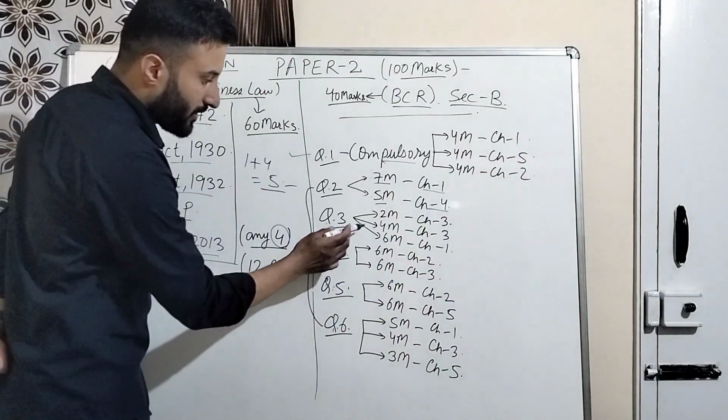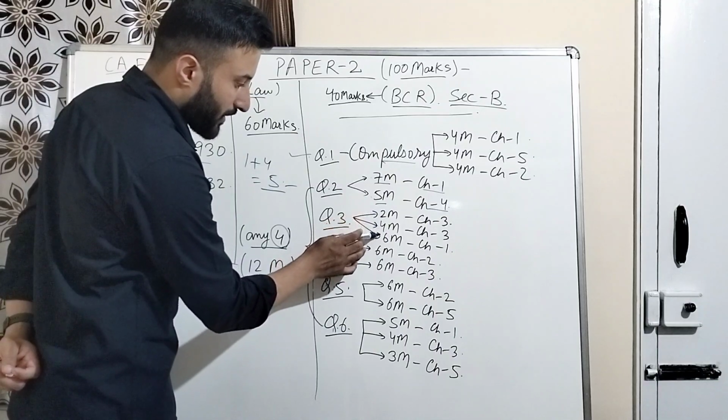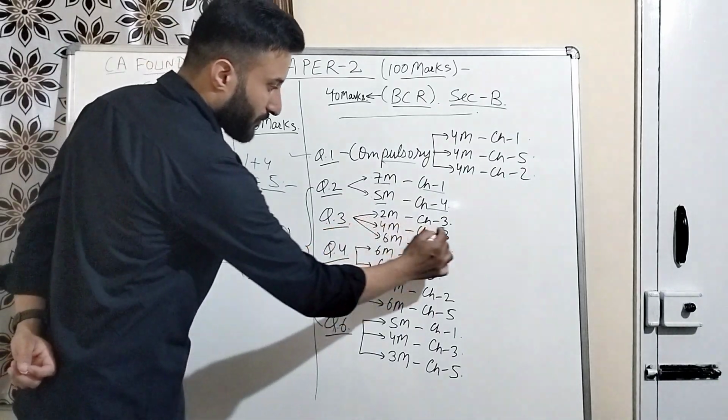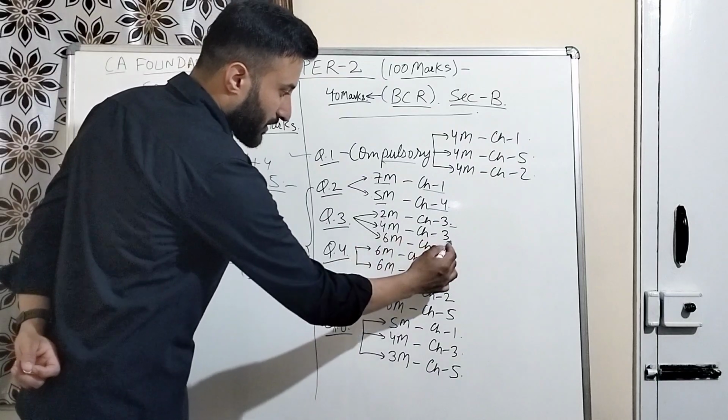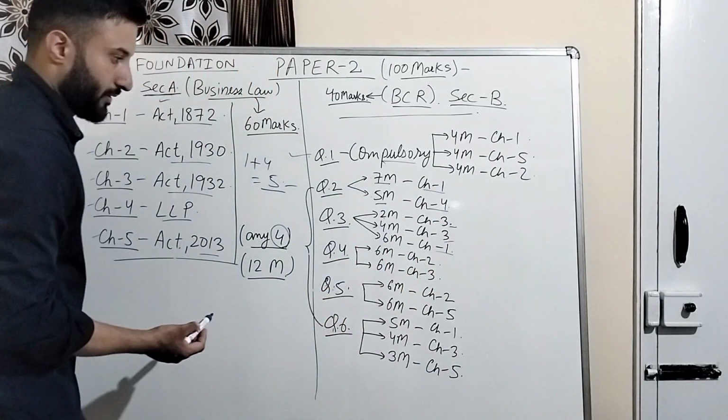Now question number 3 is divided into 3 parts: 2 marks, 4 marks, and 6 marks. The 2 marks will come from chapter 3. The 4 marks will come again from chapter 3. The 6 marks will come from chapter 1.